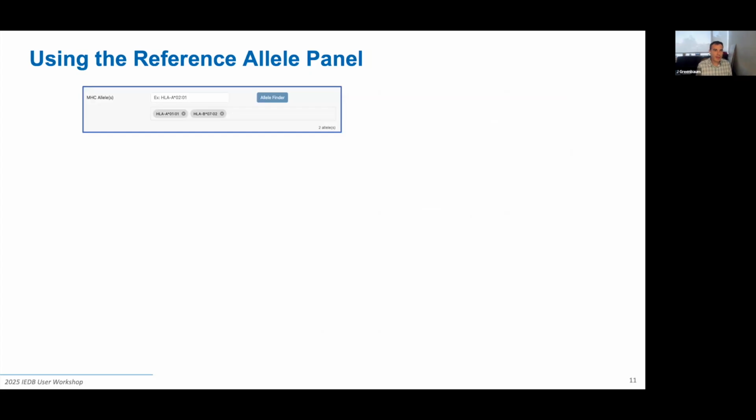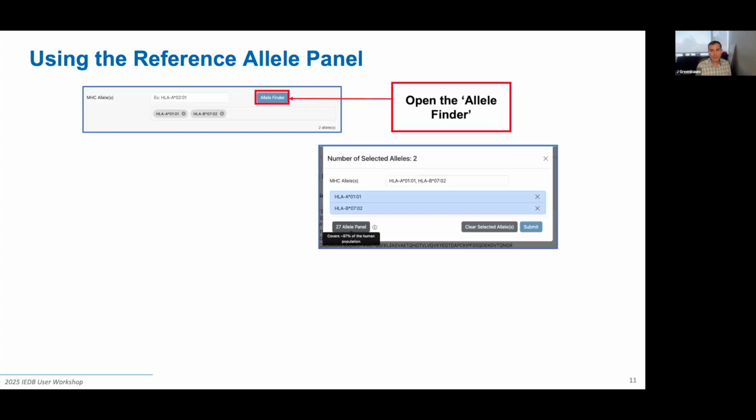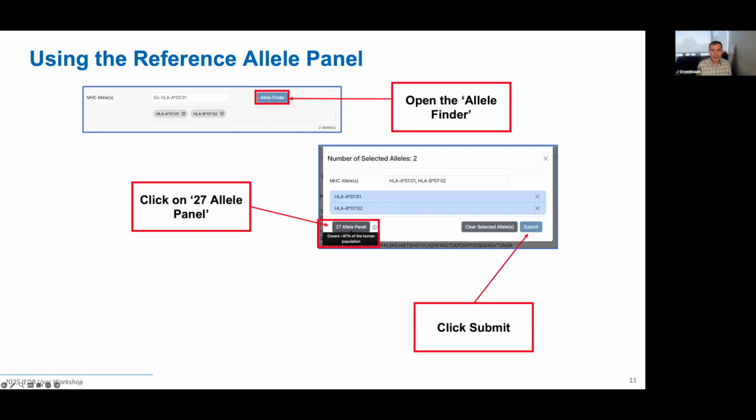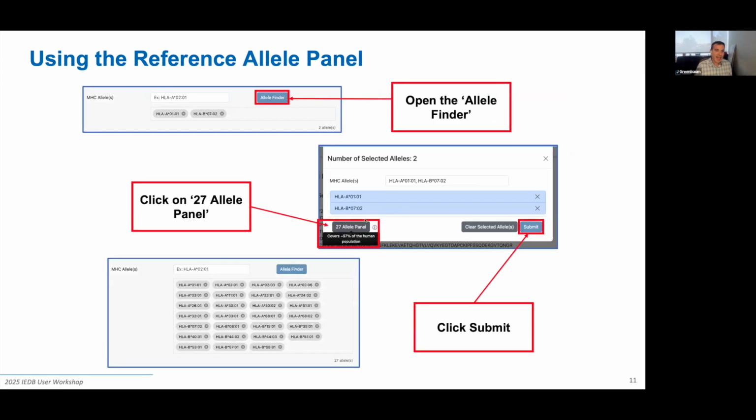So to use the reference panel, you would just click on the allele finder button, which would bring up this pop-up window. And you can then click on the 27 allele panel, which will fill in, and then click submit. And then that will populate your allele selection box with the list of 27 alleles.